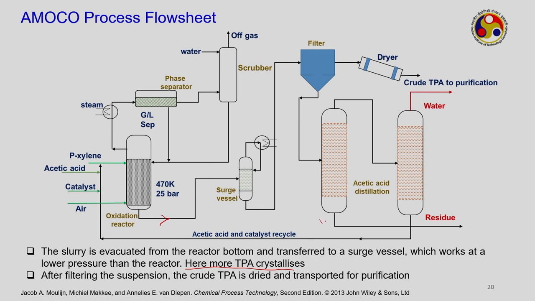In these two distillation columns, after filtration, the acetic acid will be there, and you distill them. Some residue, an unwanted product, is thrown out, and the remaining part will be water, which is again thrown out. But the acetic acid and catalyst you will not allow to go out of this system. So you take both the catalyst and the acetic acid and recycle them back to the reactor. So this completes the entire process, which is called the Amoco process flow sheet.